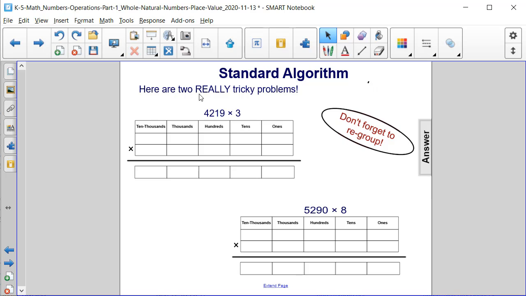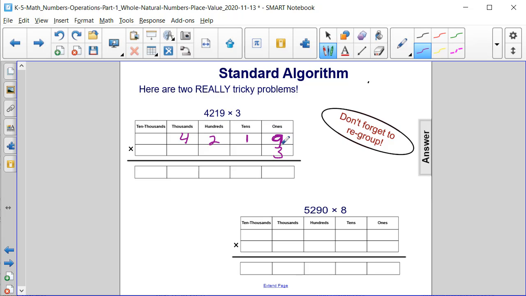Now let's try working on 2 really tricky problems with the standard algorithm. The first one is 4,219 times 3. Begin by first writing the numbers in each column. So we have 4 thousands, 2 hundreds, 1 ten, and 9 ones in 4,219. And we're multiplying that by 3.